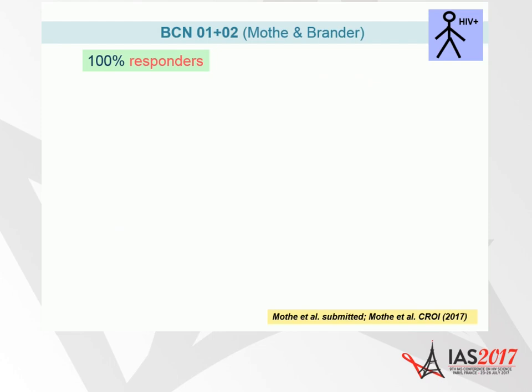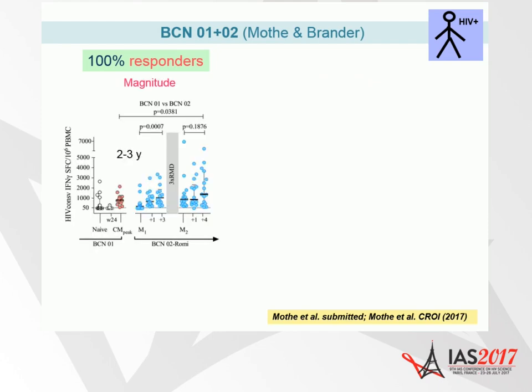So first of all, 100% responders again. Everybody who received the vaccination responded. These are very briefly the immunogenicity. So if you look at BCN01, we have induced a median of 900 ELISpots, and this is now on frozen samples. Then two to 3 years later, these responses went down, but were nicely boosted with the first MVA, and the second MVA actually boosted even further.